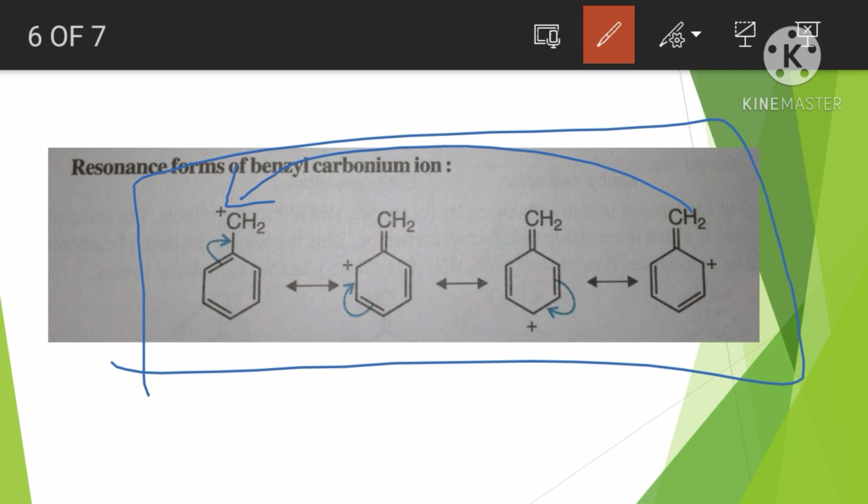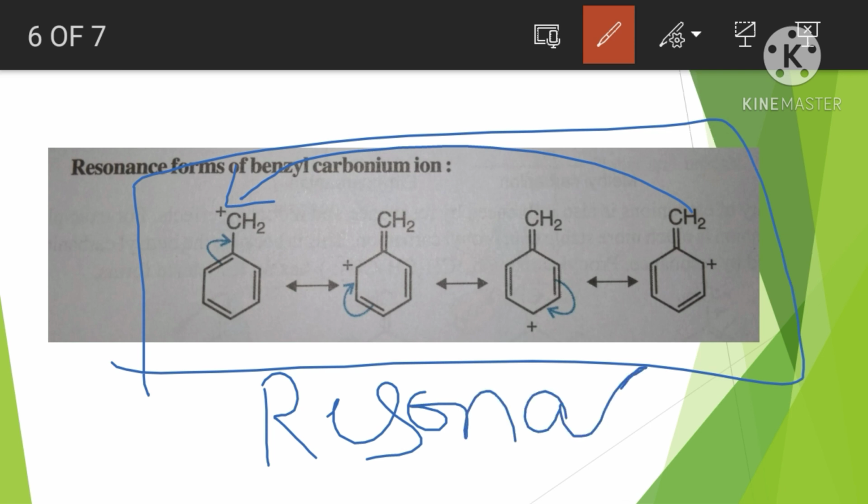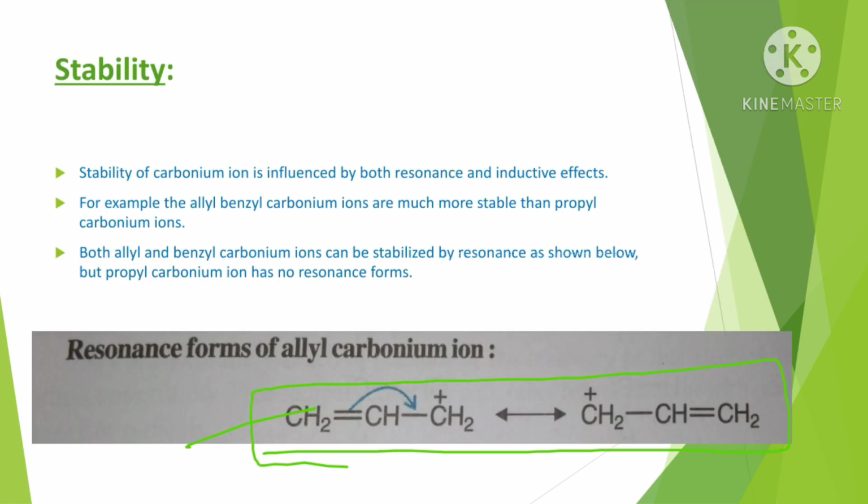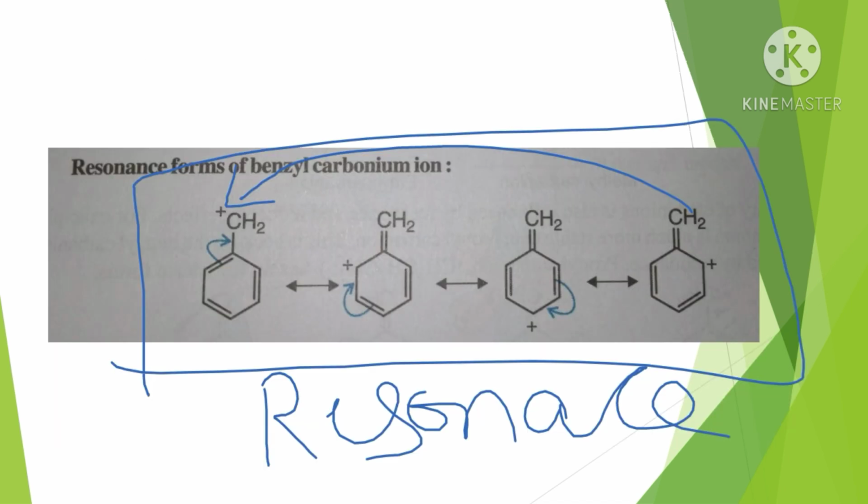Benzyl carbonium ion is also a stable carbonium ion as compared to the propyl carbonium ion because of the presence of resonance. Because of the presence of resonance, the benzyl carbonium ion is more stable as compared to the propyl carbonium ion, and the allyl carbonium ion is also more stable as compared to the propyl carbonium ion.